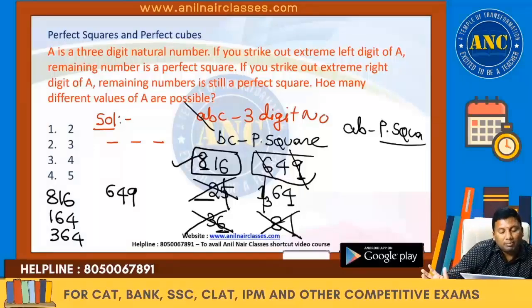If you observe the beauty of this question, 816: you remove the leftmost, 16 is a perfect square, 64 is a perfect square. 49 is a perfect square. Here 64 is a perfect square, 36 is a perfect square, 16 is a perfect square, 81 is a perfect square.